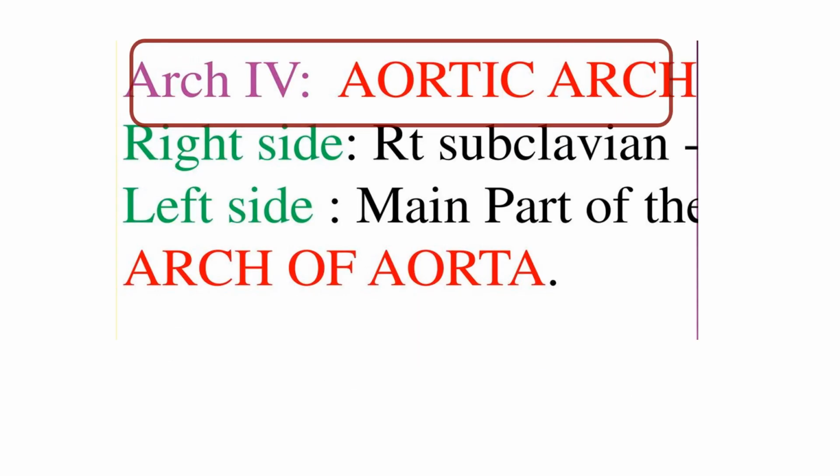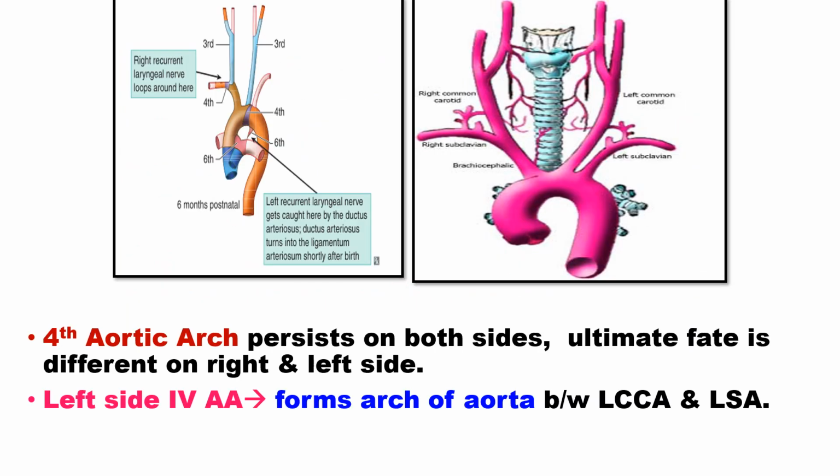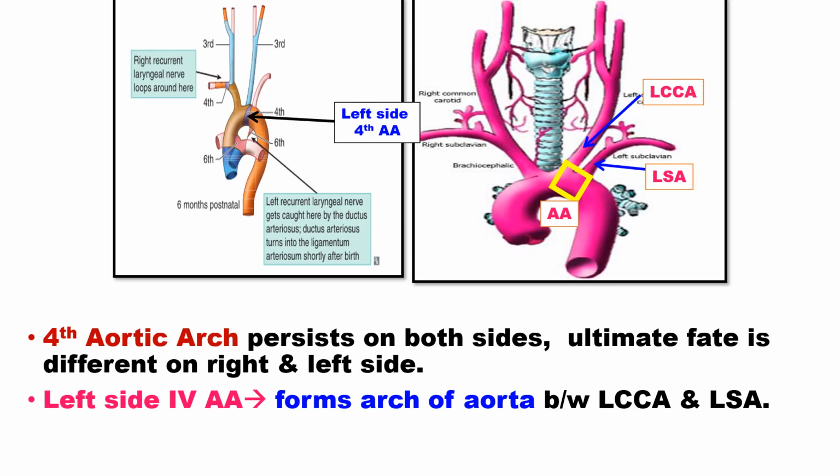The fourth aortic arch artery is known as the aortic arch artery or aortic arch. On the right side, it forms the proximal part of the right subclavian artery. On the left side, it forms the major part of the arch of the aorta. Now coming to the fourth aortic arch artery, which persists on both sides, but the ultimate fate is different on the right and the left side. On the left side, it forms the arch of the aorta between the left common carotid and left subclavian, the left side of the aortic arch.